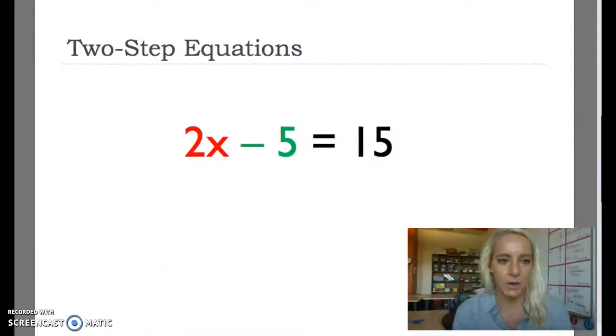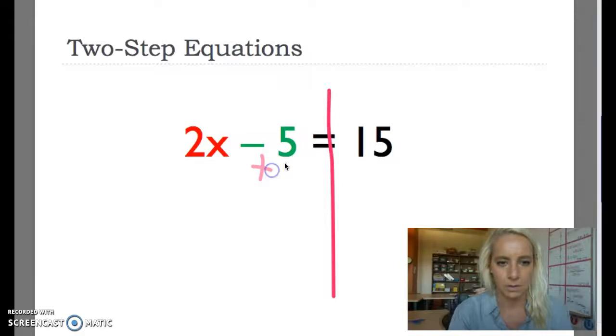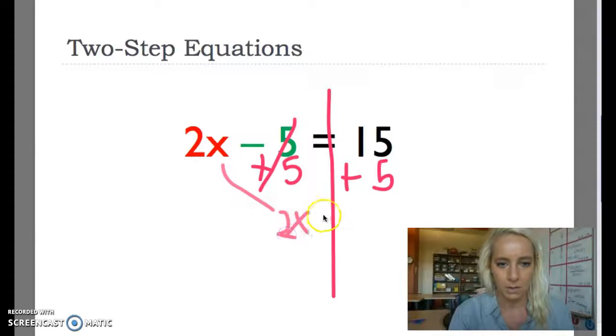In this equation, I already have the terms color-coded. Again, if it helps you to highlight your coefficient and variable and highlight your constant, I recommend that you do so. So again, our first step is to undo any adding or subtracting. So the inverse of subtracting 5 is adding 5. So I'm going to add 5 to both sides of my equation. These cancel out. So I'm left with 2x is equal to 20.